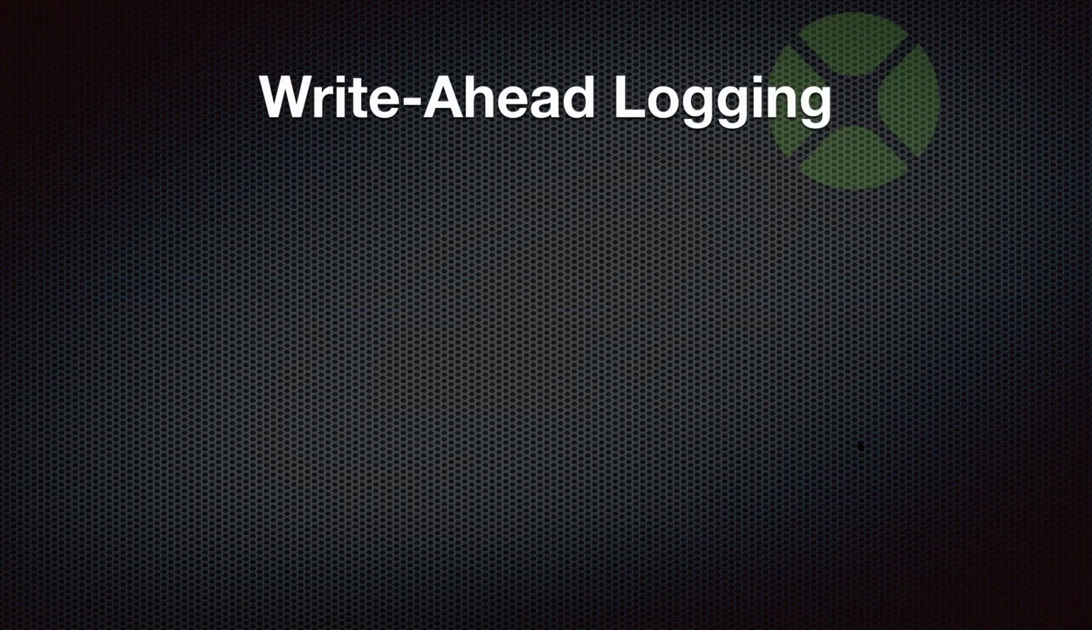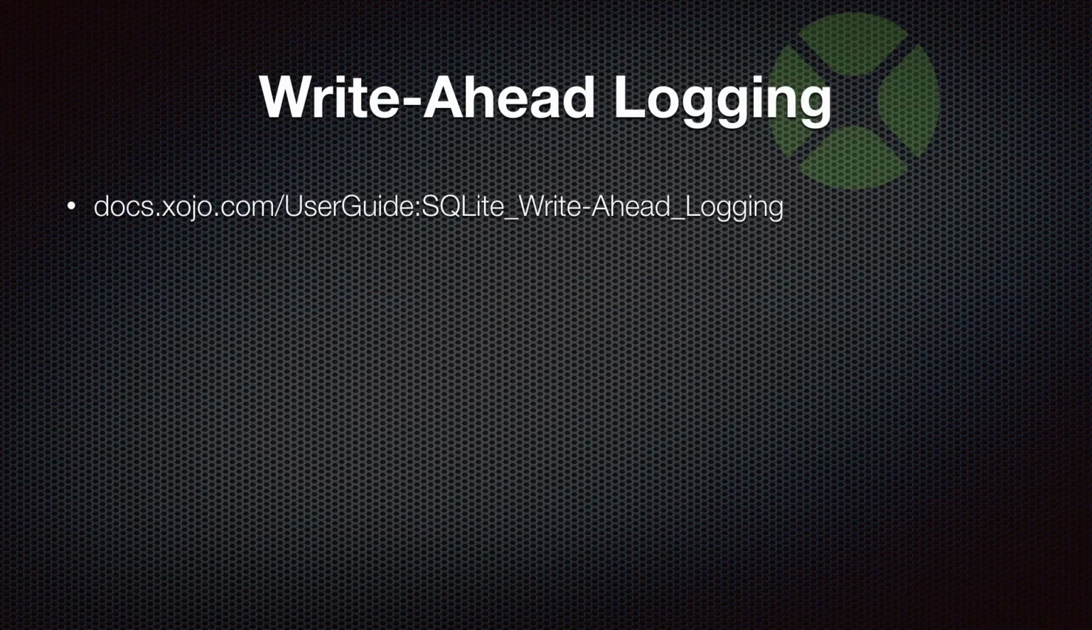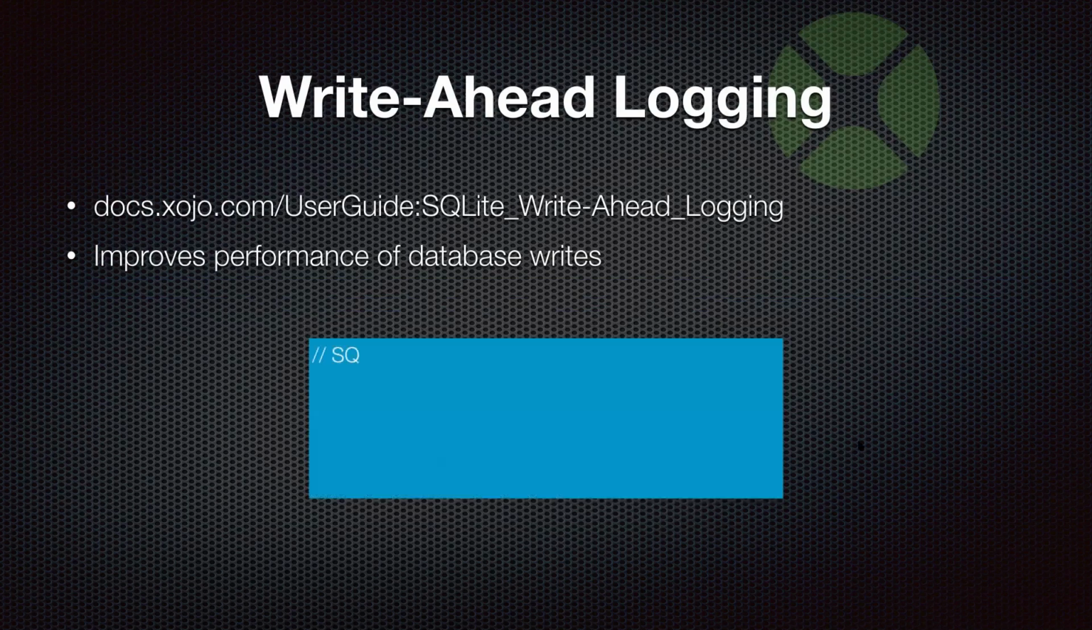The first one I want to talk about is write-ahead logging. This is also often called WAL or just WAL. And that's the doc page there where you can also read more about it. Essentially, what write-ahead logging does for your SQLite databases is it improves the performance of database writes. And obviously, everyone likes improved performance, right? So why not always turn on write-ahead logging? Well, we'll look at how that kind of works in a minute.